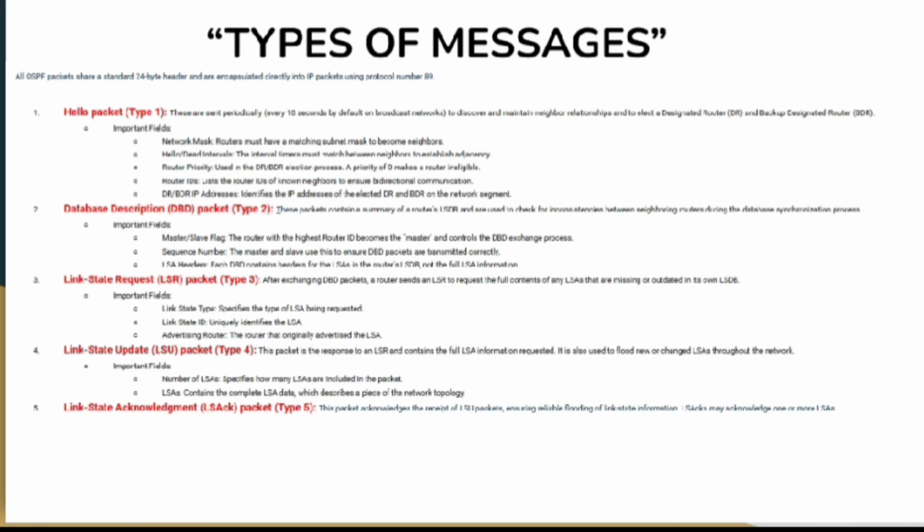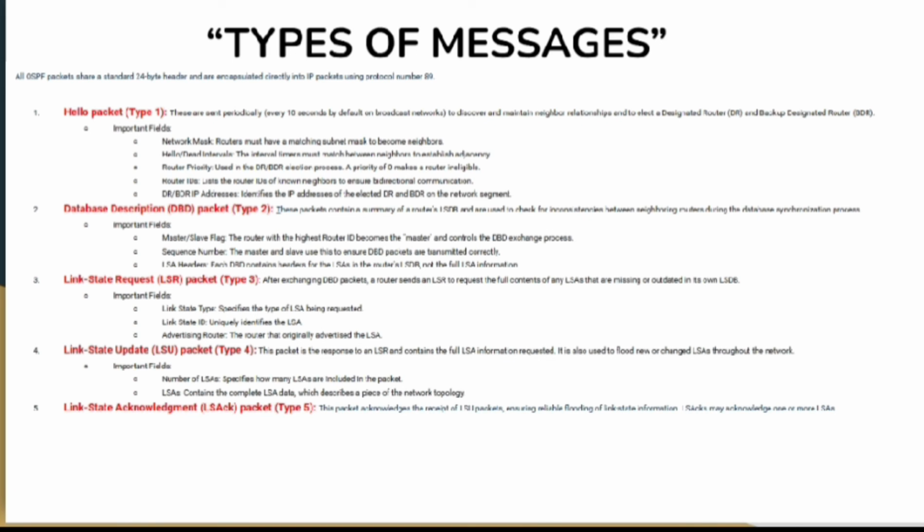Now, type 3 is the Link State Request (LSR) packet. After exchanging DBD packets, a router sends an LSR to request the full content of any LSAs that are missing or outdated in its own LSDB. Important fields are link state type, which specifies the type of LSA being requested. Link state ID uniquely identifies the LSA. Advertising router: the router that originally advertised the LSA.